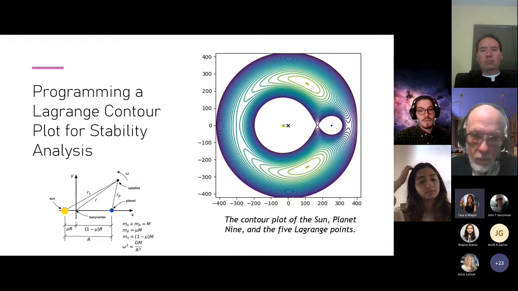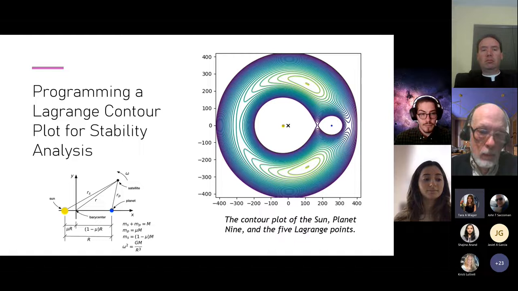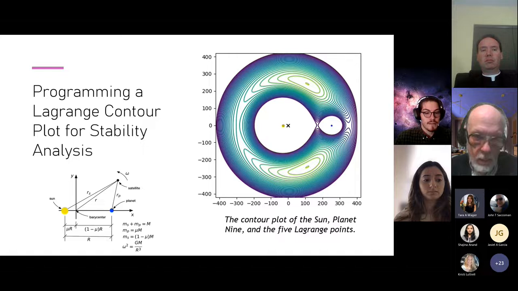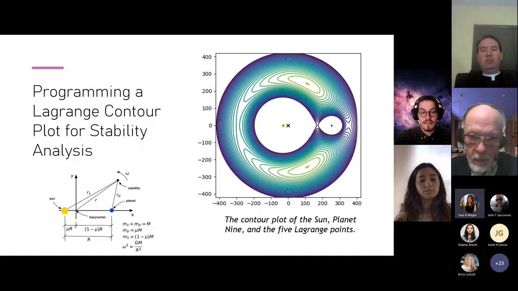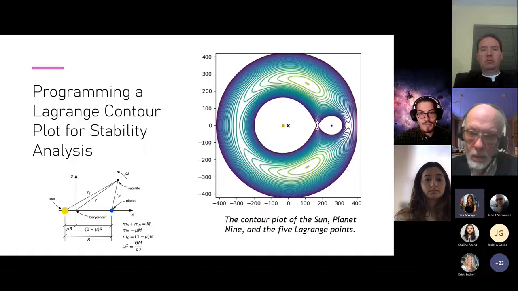Now, we moved on to an analysis of stability by programming a Lagrange contour plot for the Planet 9, Sun, and point mass system. You'll see the product there on the right, and in the bottom left, a sketch of the three-body system in a rotating frame of reference. This frame is not inertial, but the system can still be analyzed as the Sun and Planet 9 are motionless in this frame. The equal spacing and the value of mu equal to 0.1 is represented by the contour lines. This is true for every planet in the solar system, and there's a proof for that, but it takes up multiple pages and couldn't quite fit here, so you'll have to take our word for it.